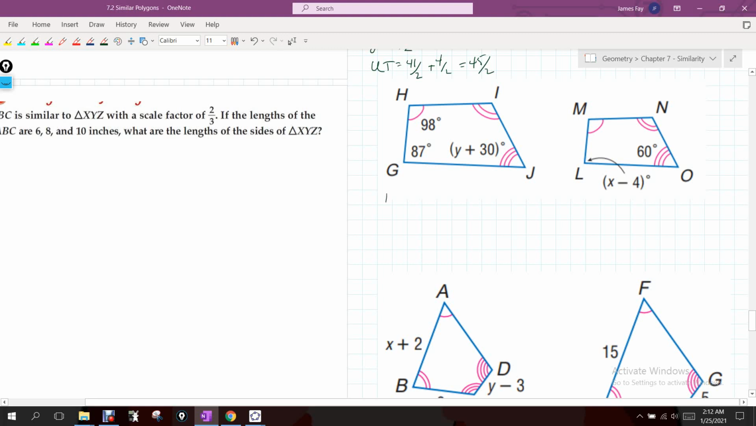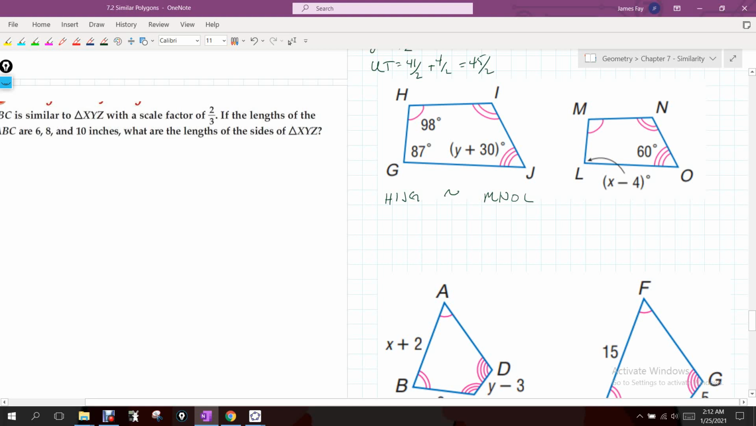But I'm looking at H would match up to M. I'm going to go to I. That should match up with N. Then down to J and O, finishing at G, and then respectively L. So are those similar? In this problem, we would probably start off with directions that they are similar. Find X, find Y.